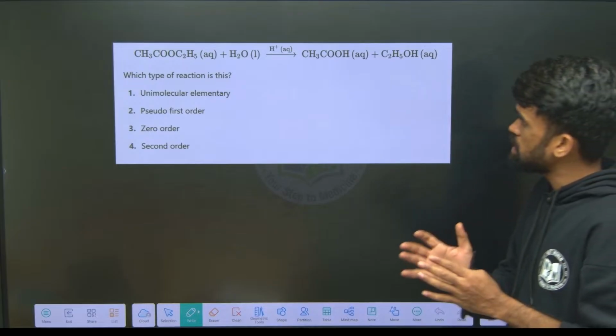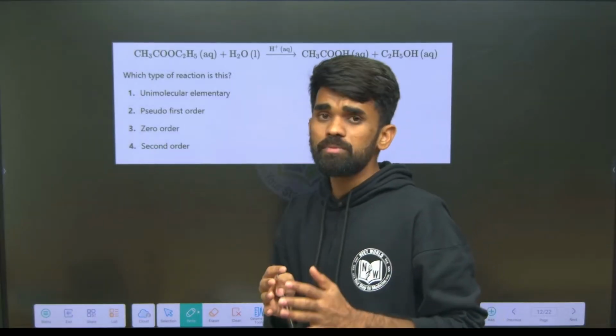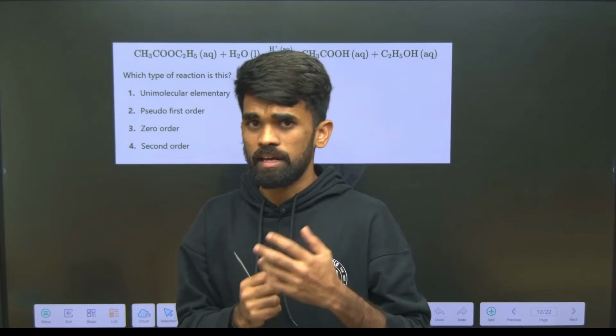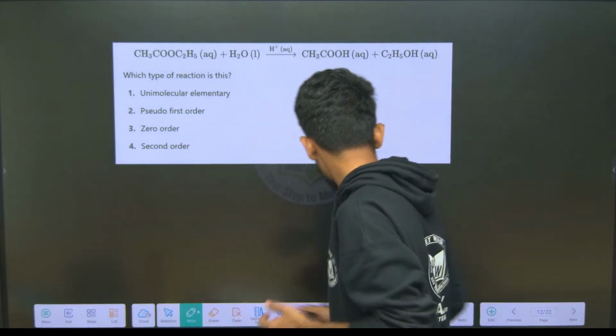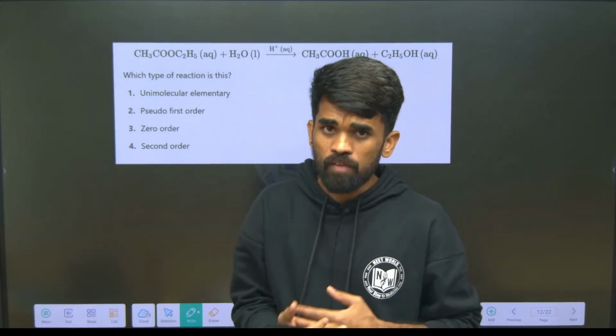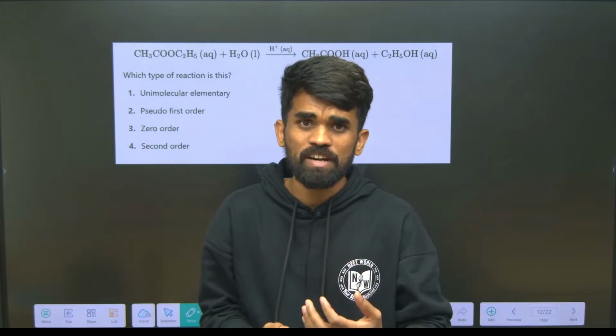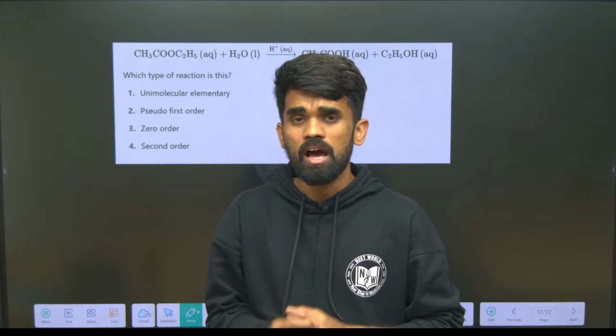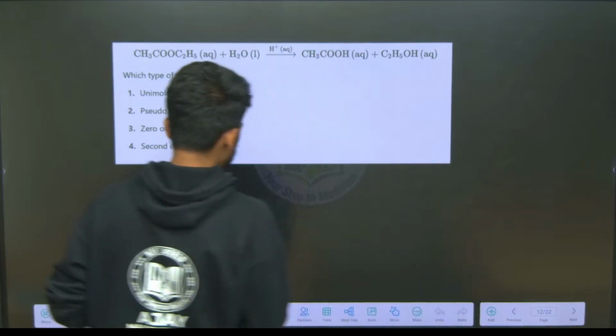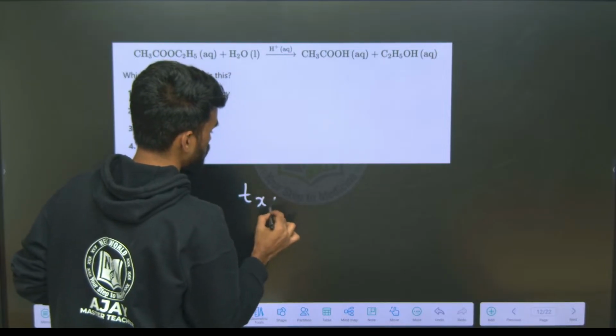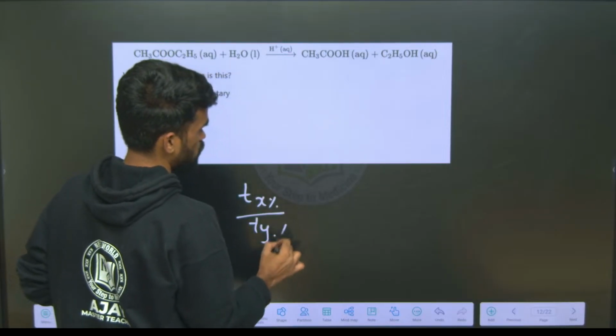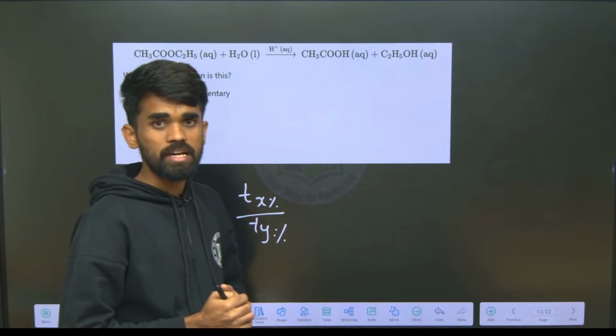So this is about first order reactions, the half life of a first order reaction, and t75% of a first order reaction. I hope you got how you can calculate if they ask t x% or t y% of this reaction, based on the understanding of the topic.